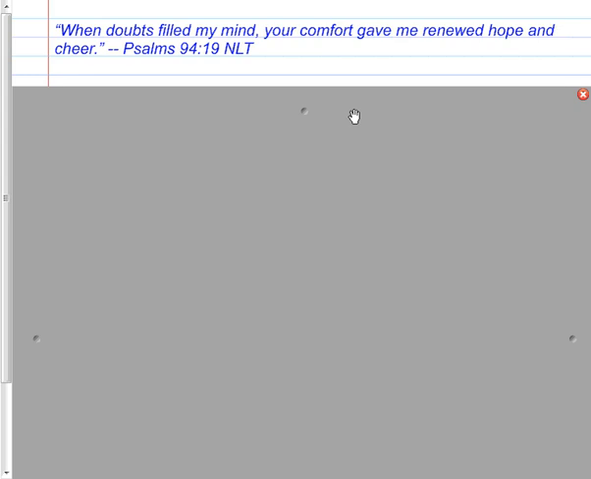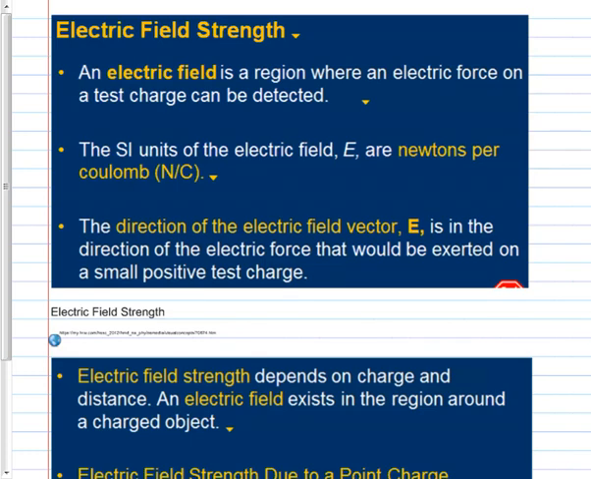Section 3 of Chapter 6 and Section 1 of Chapter 7 is what we're going to be talking about. Electric field strength. So we already talked about electricity being a field force. What does that mean? Yeah, we feel force without touching, without physical contact there.